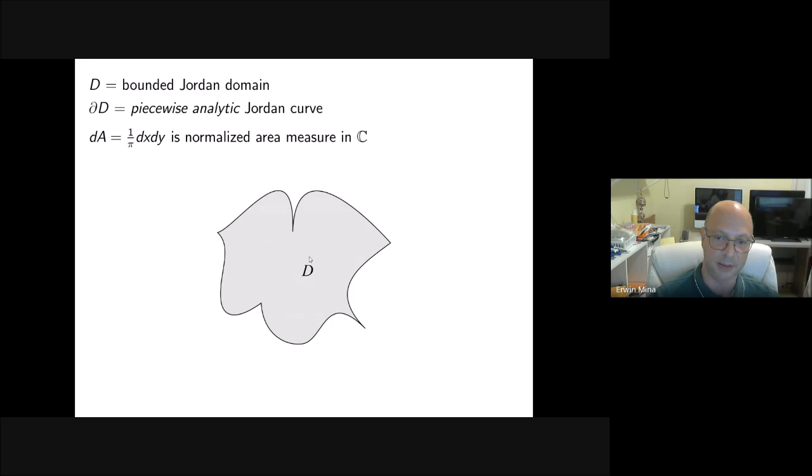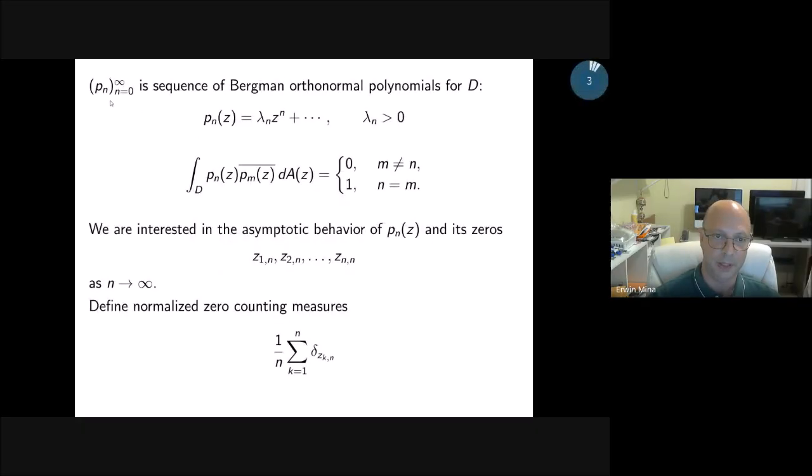So this is our setting: D is a bounded domain whose boundary is a piecewise analytic Jordan curve. And then Pn is the sequence of orthonormal polynomials with respect to this normalized area measure over that domain. So they are polynomials satisfying that the integral of Pn against the conjugate of Pm over D with respect to the normalized area measure is equal to 0 if the polynomials are different, and equal to 1 if they are the same. So they are polynomials of a complex variable.